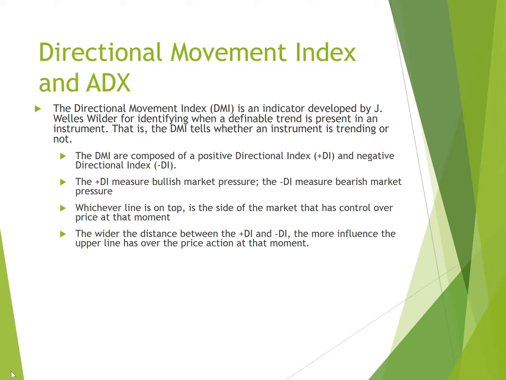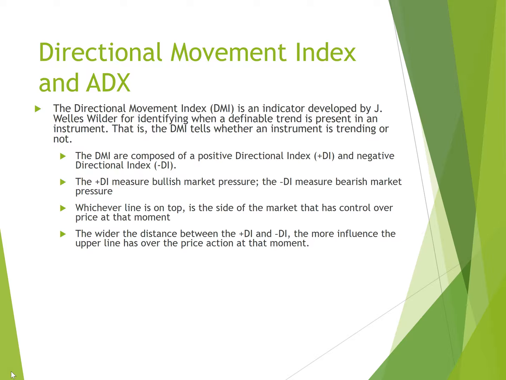Basically, the DMI is a directional movement index. It's an indicator developed by J. Wells Wilder. You've probably seen that name before, for identifying when an identifiable trend is present in the instrument or stock. That is, the DMI tells us whether an instrument is trending or not. So it's composed of two things: a positive directional index, plus DI, which is a green line, and a negative directional index, which is a negative DI. The positive DI measures bullish market pressure, while the negative DI measures bearish market pressure. Whichever line is on top is the side of the market that's in control over the price at the moment.